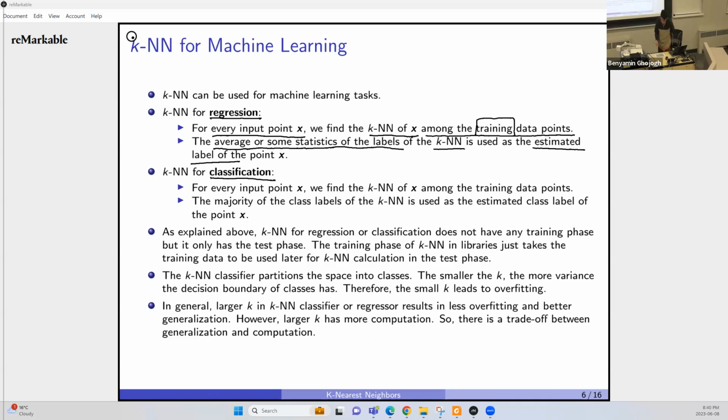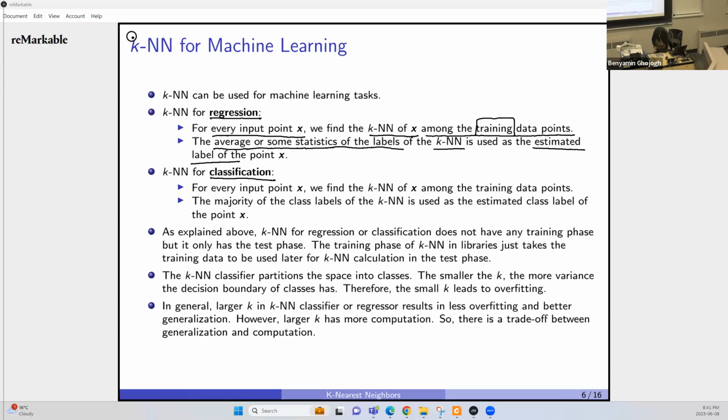For classification, it's the same, but rather than average or median or some statistics, what do we do? We take a majority vote, because these are discrete. So for example, in k nearest neighbors, assume k is 5, 3 of them are class 1, 1 of them is class 2, 1 of them is class 3. So the estimated label for this point is class 1. You do a majority vote. If it is a tie, you can have tie-breaking rules and these things.